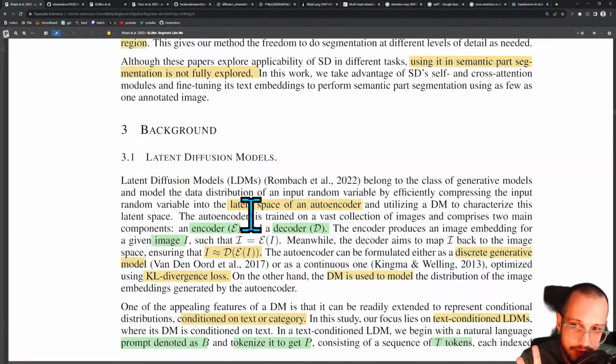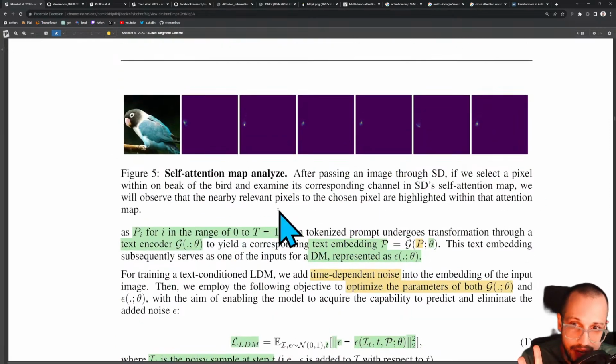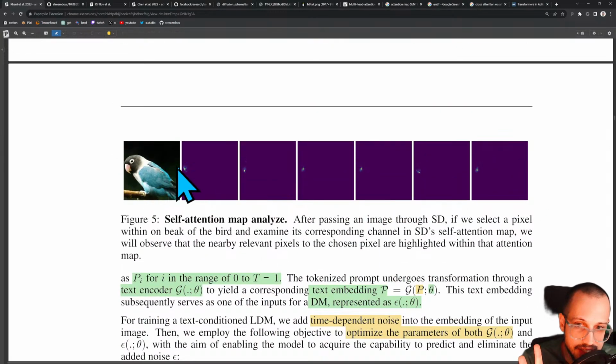Every part of, here's actually a better example, every part of this beak is going to have a higher score with another pixel that is also part of that beak than it is with another pixel that is part of the background or part of the eye or part of the stick or something like that, right? All the beak-related pixels are going to have a high attention score with the other beak-related pixels. Right, so I guess that's what they're trying to show here.